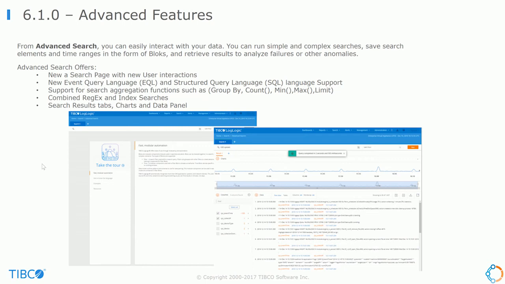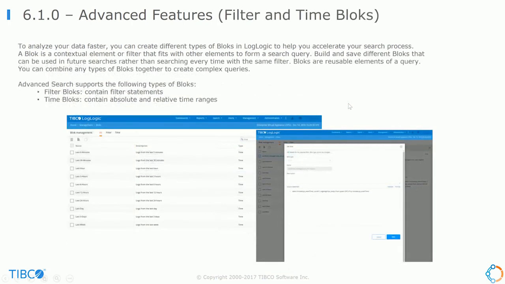Search results tabs, charts, and data panels are also available to allow more insight into your data. Filter and time blocks contain either filter statements or absolute or relative values. Blocks are essentially a short name for a long complex query. You can construct a long query, save it as a block, then use that in combination with filter fragments or query fragments to create a complex query to get more insight into your data.